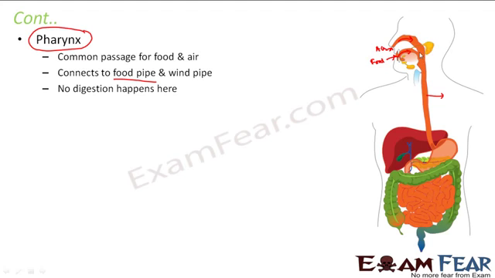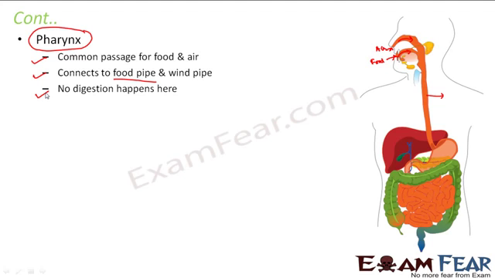So pharynx is a common passage for food and air, but later it will differentiate into two different pipes. It will send the food to the food pipe, and it will send the air to the windpipe. We will look at the structure of the windpipe later when we talk of respiration. For now you should just know that for food to enter from the buccal cavity to the esophagus, it crosses through pharynx. In pharynx, no digestion happens. It is just a passage, just a way through which the food has to cross. But no digestion happens here in pharynx.